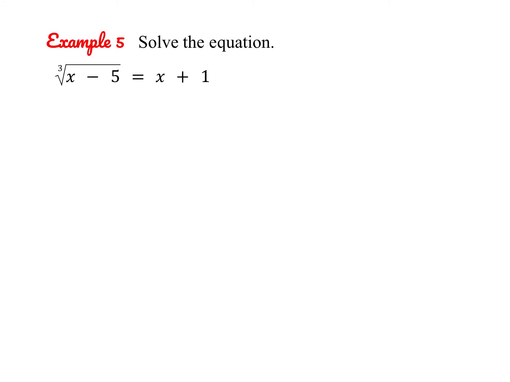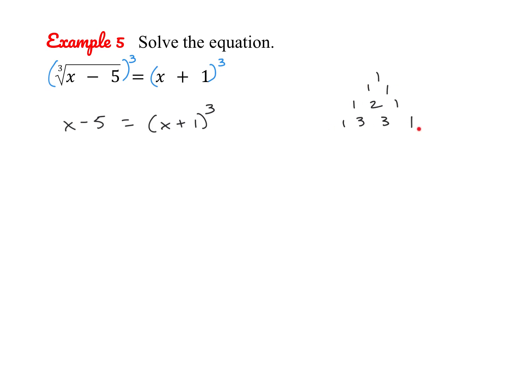All right, here's our last example that we're going to do together. So here our radical is already isolated, so we are going to cube both sides like this. Now when we cube both sides here, this clears, but remember on the right side of our equation, it becomes x plus 1 cubed, so we would actually need to multiply it out, or instead of multiplying it out, we could do a little binomial expansion, if you remember.